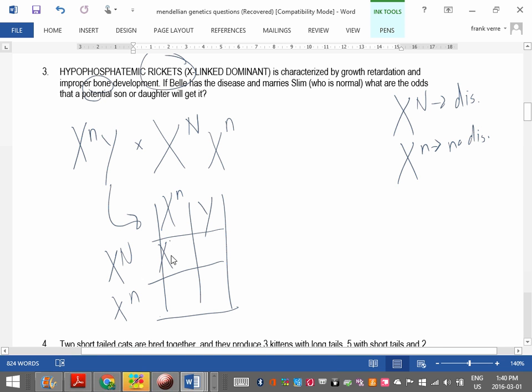So according to this, what are the chances of getting an affected daughter? So is this person affected? Big N means, in this case, what? Disease. So this one's affected. What about this one? No. Okay. What about the boy? Yes, and this one is no. So again, there's a 1-to-1-to-1 ratio, right?